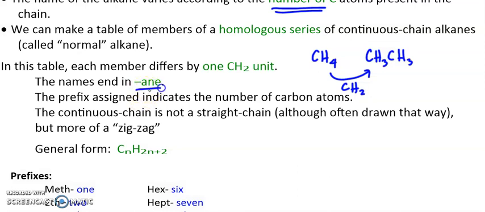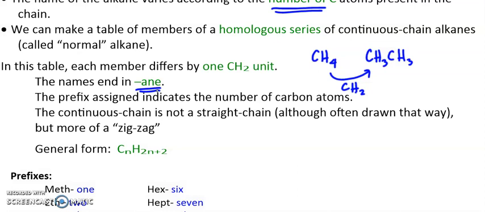The names for all of these will end in ane. The prefix that goes with them is determined by your number of carbons. And we typically draw them as a straight line, although they're really zigzagged, which you'll see when we build them with model kits.